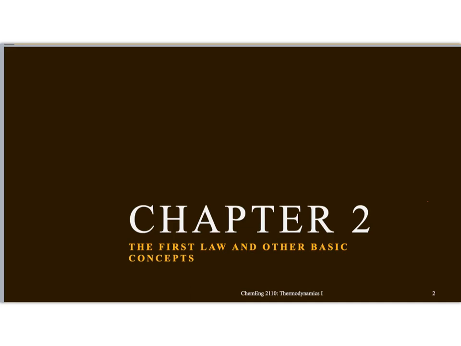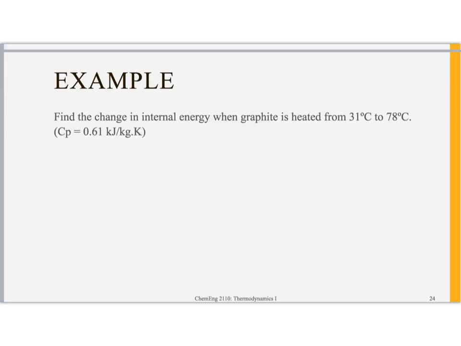And in this video lesson, we're going to be looking at some very straightforward examples of using definitions of heat capacity, both C sub P and C sub V. So in this first example, we're going to find the change in internal energy when graphite is heated from 31 degrees C to 78 degrees C.